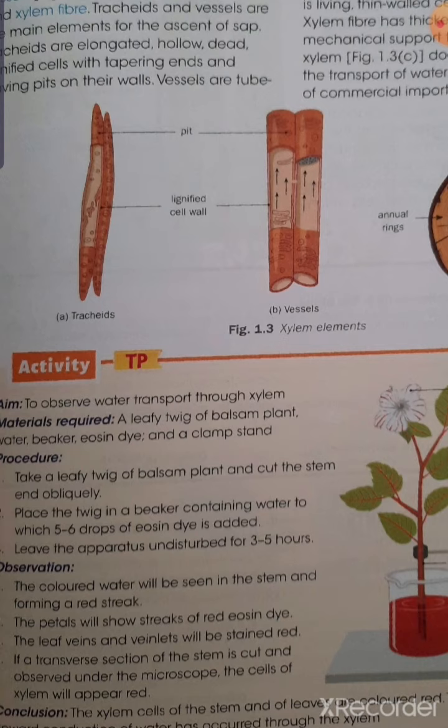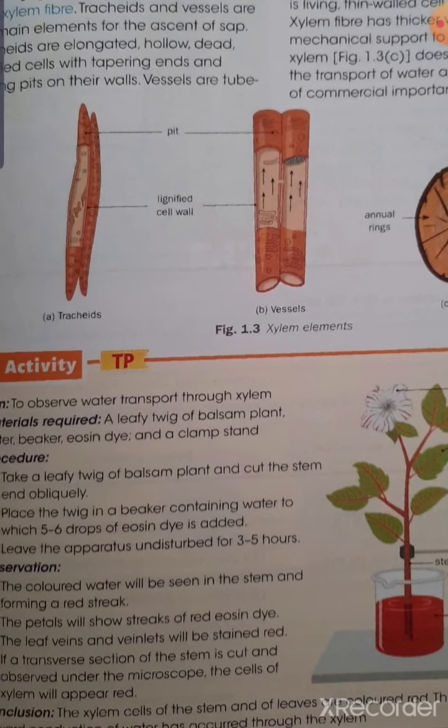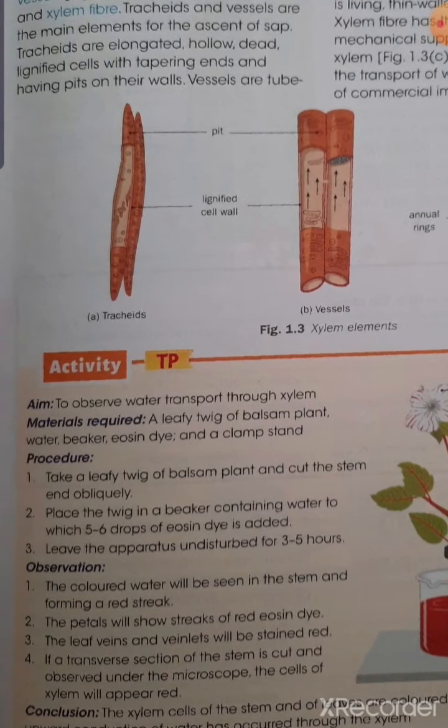So the first is the tracheid. You can see this first diagram is the tracheid, then the vessel and then the older xylem, that is the xylem tissue. So tracheids and vessels are the main elements for the ascent of sap, means the conduction of the cell sap, water and minerals.